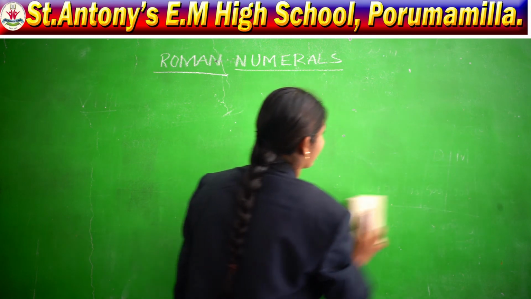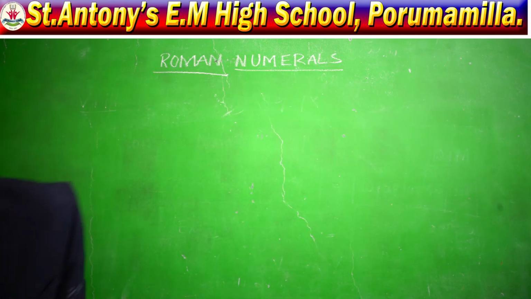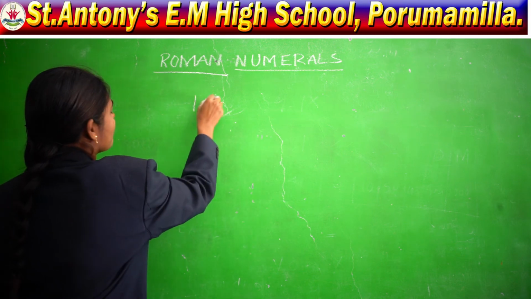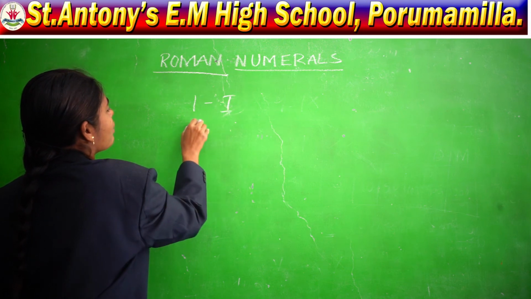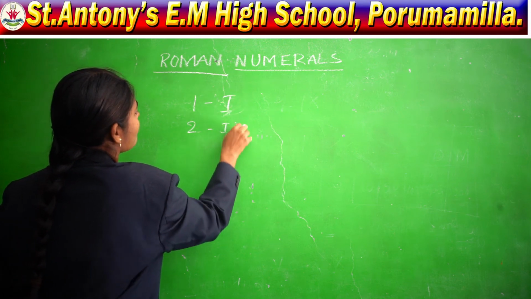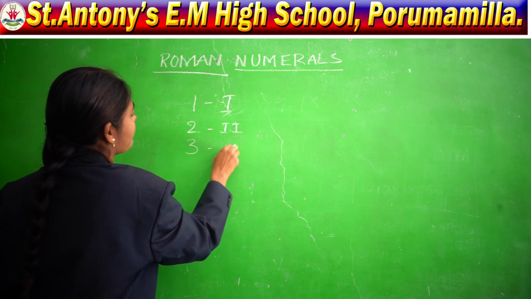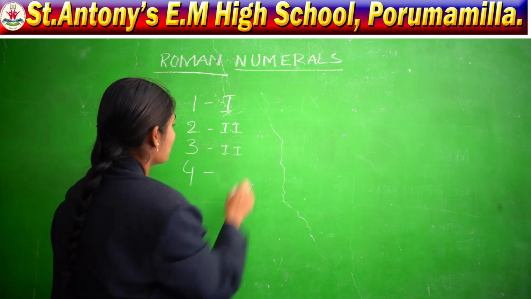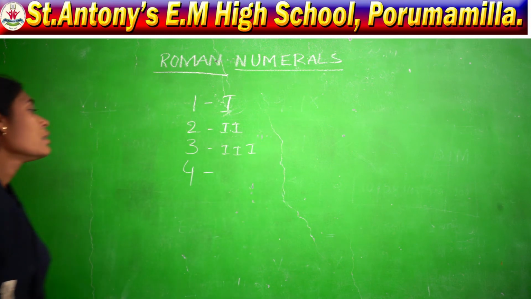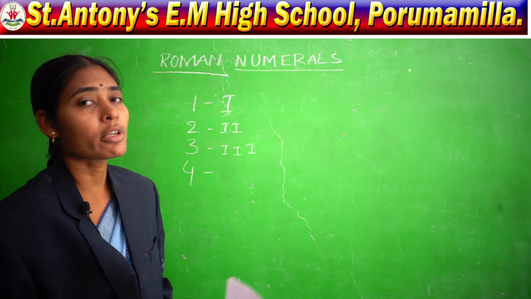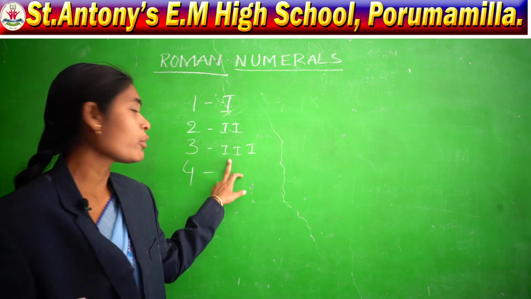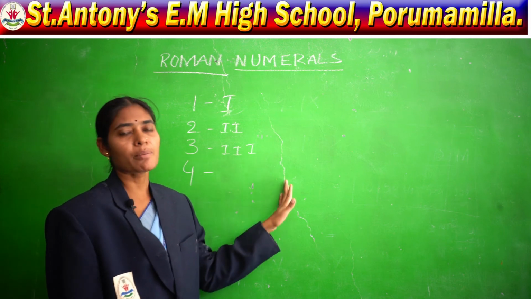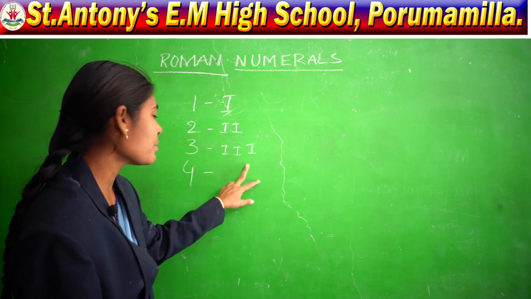Most important table it is, ma. So, first of all, Hindu Arabic numerals 1. To write 1, I. 2, 3, 4. In the key points I told you, 3 times continuously we can repeat the Roman numerals, that is all. More than 3 times we should not repeat.